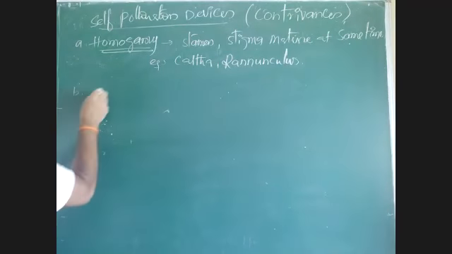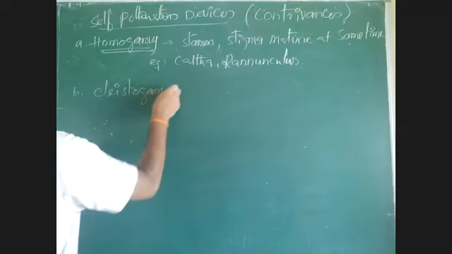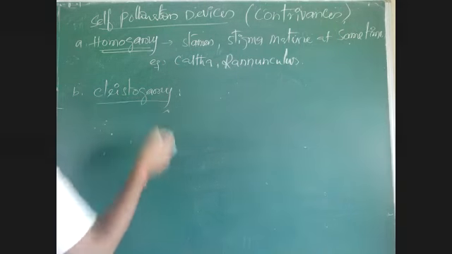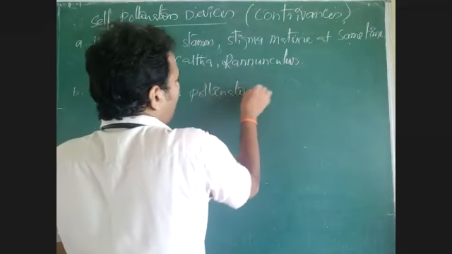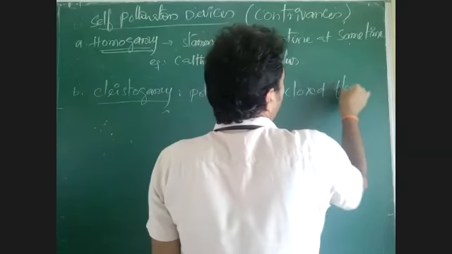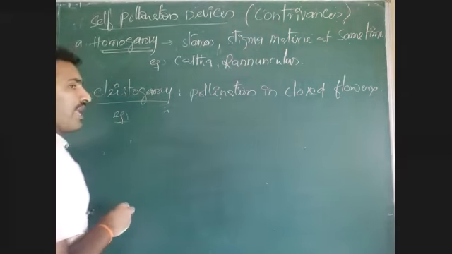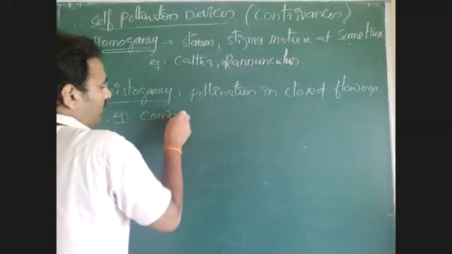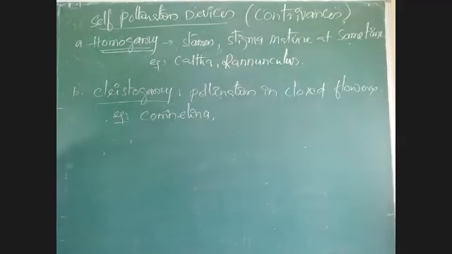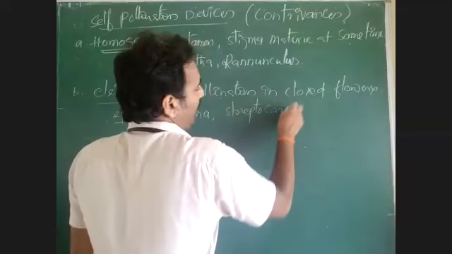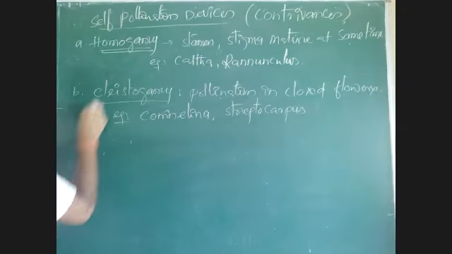Then another type, cleistogamy. We already discussed cleistogamy. Cleistogamy is a contrivance or a method that can enhance the chances of self-pollination. It can promote self-pollination. What is this cleistogamy? Pollination in closed flowers. As the pollination is taking place in closed flowers, it is always self-pollination. No cross-pollination is possible in cleistogamous flowers or closed flowers. Examples of cleistogamous angiosperms: Commelina, which shows the cleistogamous type of self-pollination. Another plant, Streptocarpus. Commelina and Streptocarpus show this cleistogamous type of pollination.